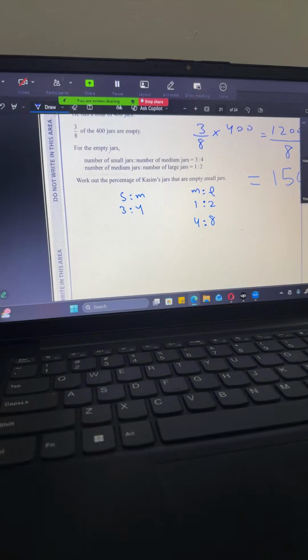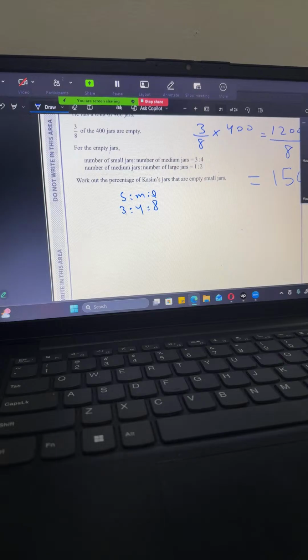So after combining them, I will get this over here, right? Among 150 empty jars, there are some small jars, some medium jars, and some large jars, and they are all empty, okay? And their ratio is given in this form.